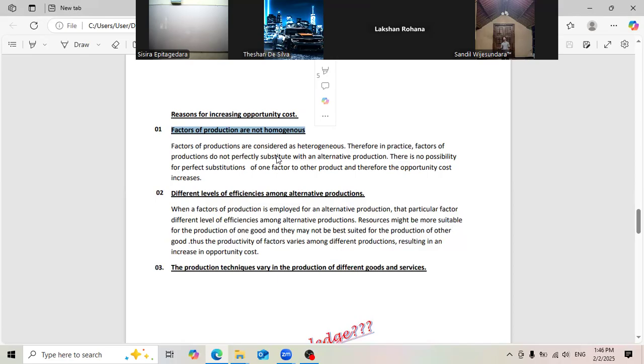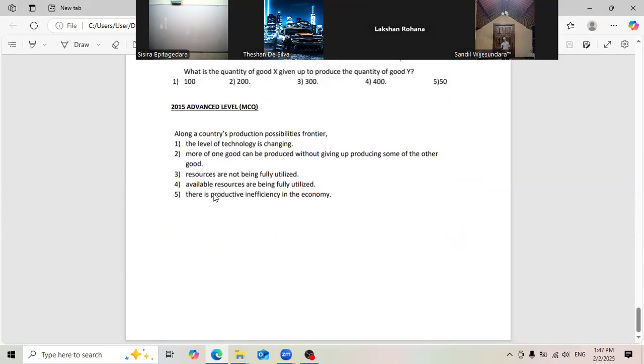Or in other words, we can say the PPC curve is concave to origin. When factors of production are not homogeneous, I mean heterogeneous, it makes the PPC curve concave to origin. Remember.